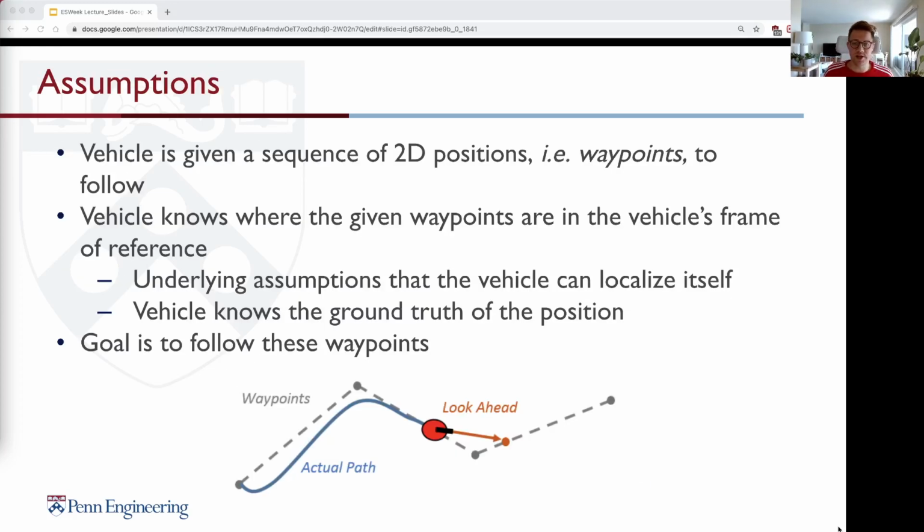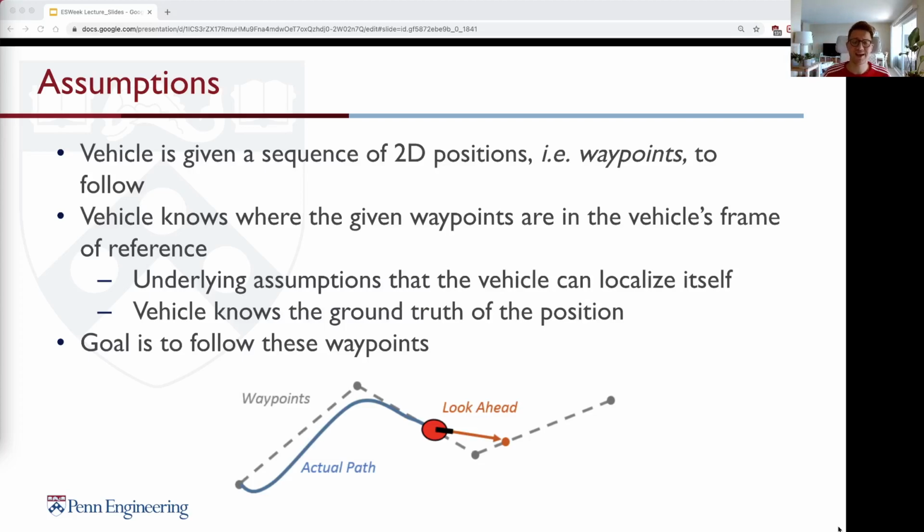Before we start with the pure pursuit explanations, we have to make a few assumptions to understand pure pursuit. First of all, our vehicle gets the information, the two-dimensional position of so-called waypoints. In our case, this is the race line. Two-dimensional means we are defining the x and y position of a list of points that are on the race line.